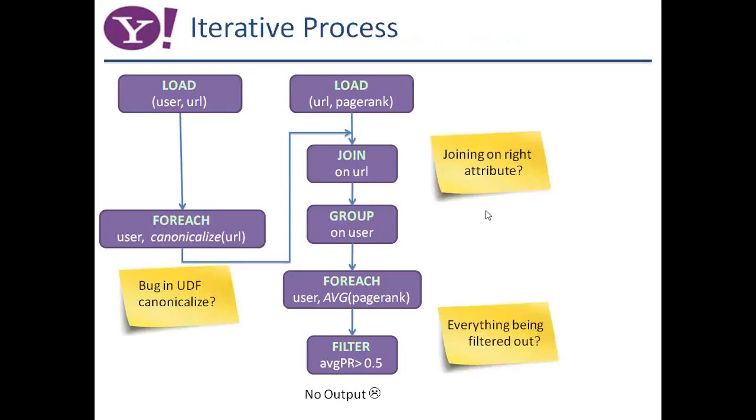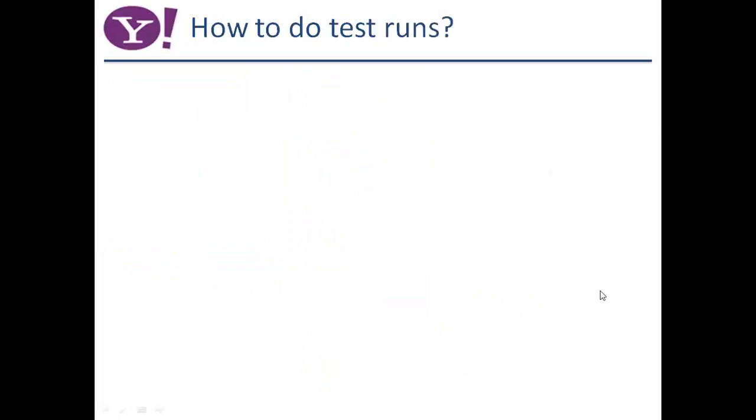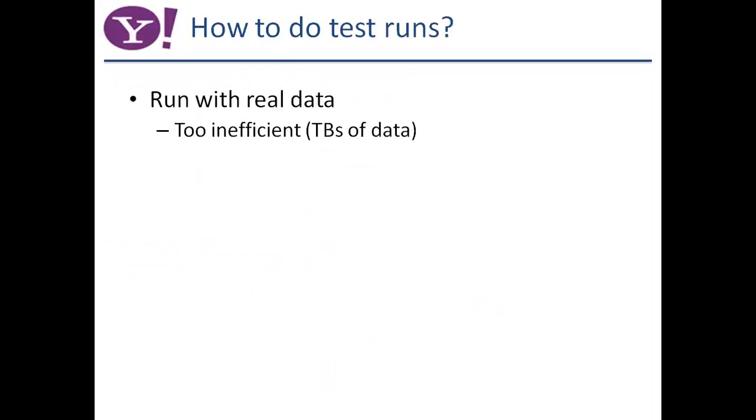Joining on the right attribute, everything being filtered out. These are all the problems that you see when you're trying to implement this with the help of MapReduce. But a simple plain vanilla Pig will be able to effectively generate your programs. And another thing is how to do test runs, run with the real data.